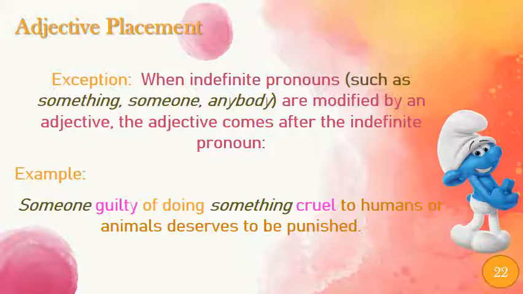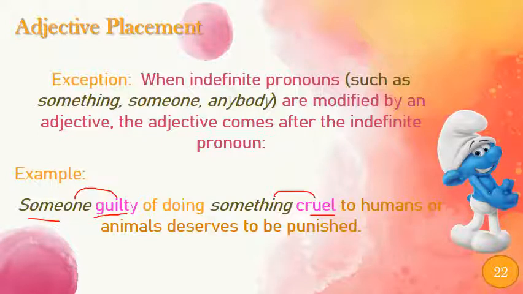When we say indefinite, we mean it's not specific. We do not know who we are talking about or what we are talking about. For example, I say someone guilty of doing something cruel. So you see, someone guilty. We didn't say guilty someone. Okay, someone guilty. The adjective came after the indefinite pronoun.